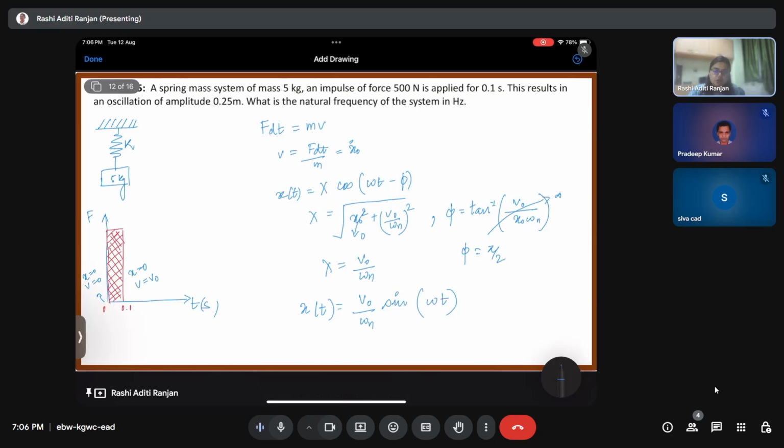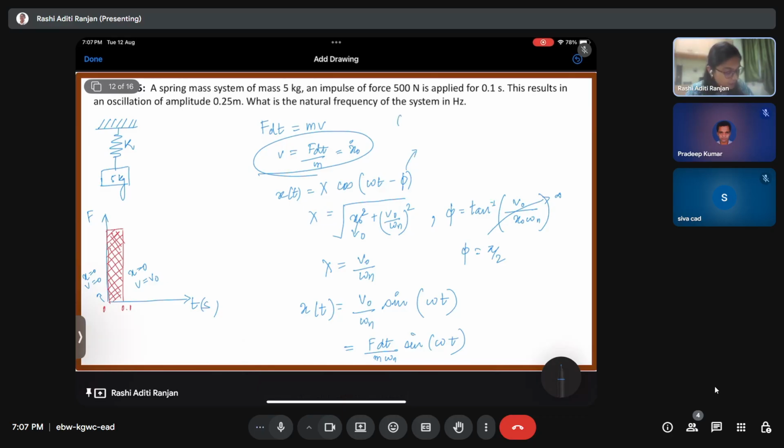And v naught is what? x naught dot, which can be written from this equation as F dt by m omega n sine of omega t, right? So in the question, it is already given that there is an oscillation of amplitude 0.25. We know the oscillation amplitude as 0.25. So I'll just maybe write over here.